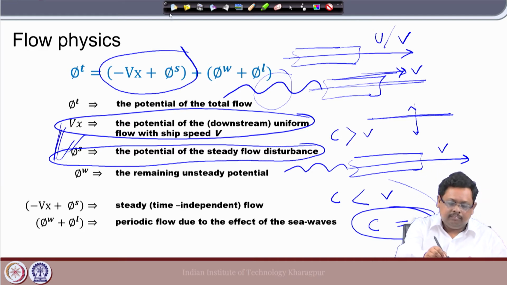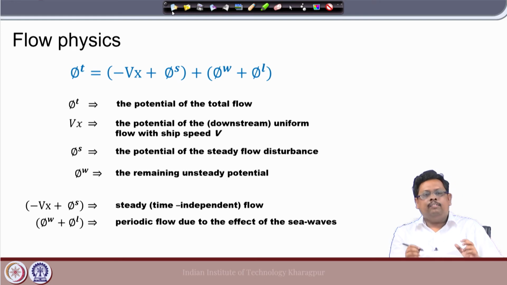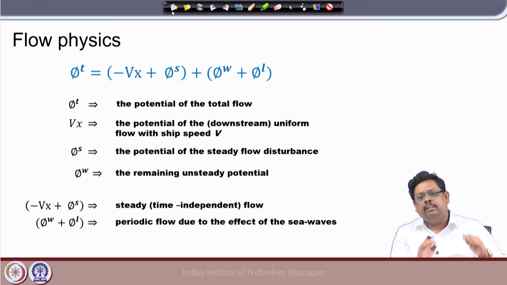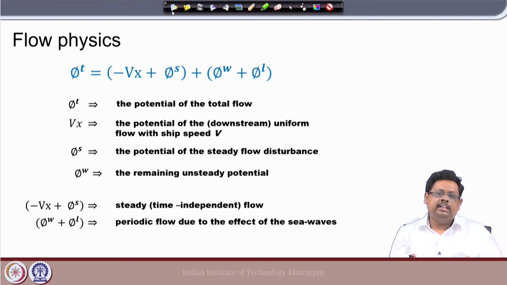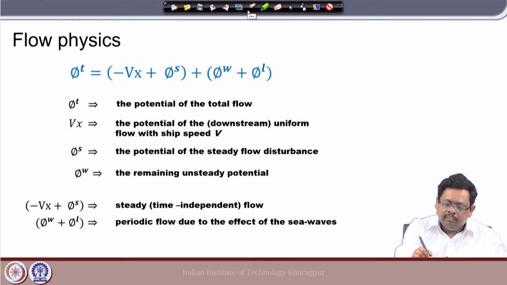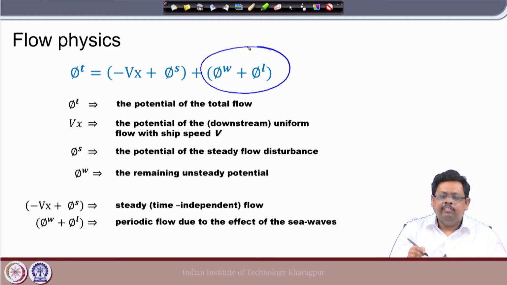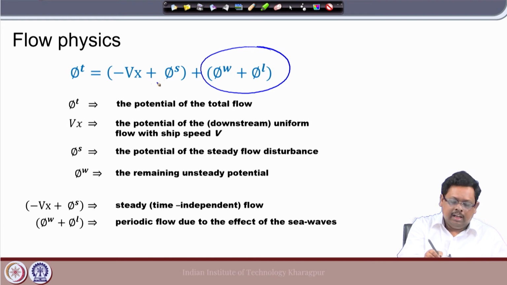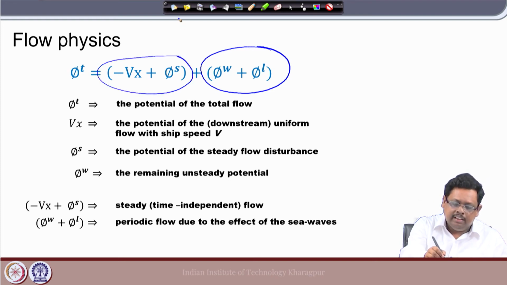Fine. And of course the remaining unsteady potential phi w is typically the same as my zero speed case. So when the body is oscillating, we can have phi w, and of course phi I is the incident wave potential. So these two terms are very much similar to my zero speed case, and this extra term basically comes from the forward speed.